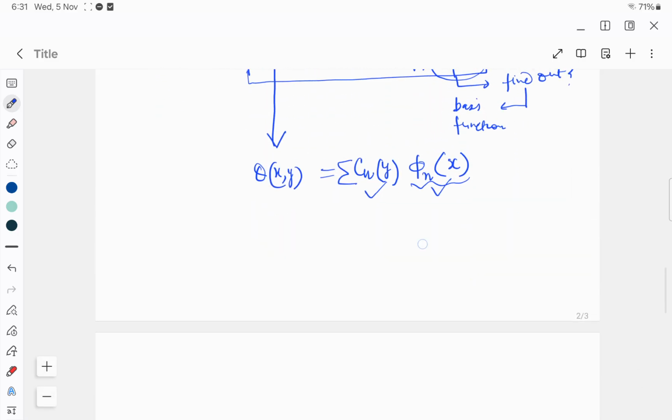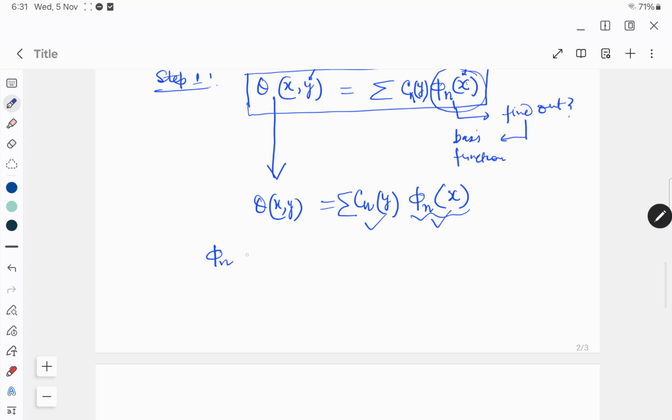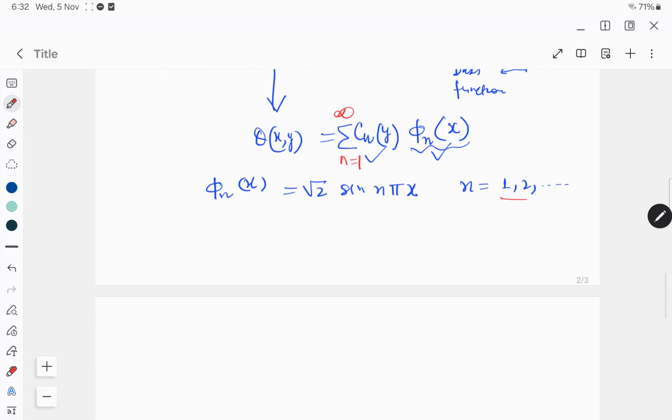So then I will explain later. Suppose the basis function is known to you, and that basis function is root 2 sine n pi x, where n goes from 1 to infinity. We do not take n equal to 0, because then phi n x would be 0 and this would give you a trivial solution. So n starts from 1 to infinity, and this is an infinite series solution. The solution would be of this form.